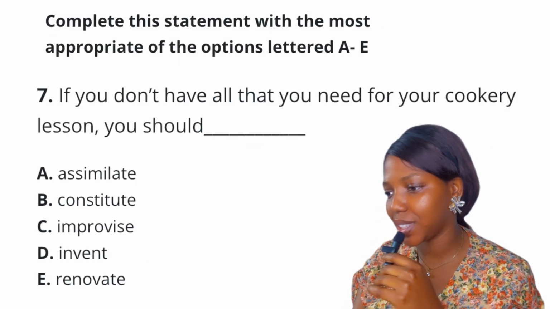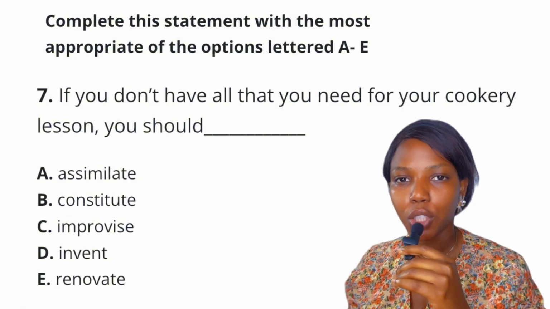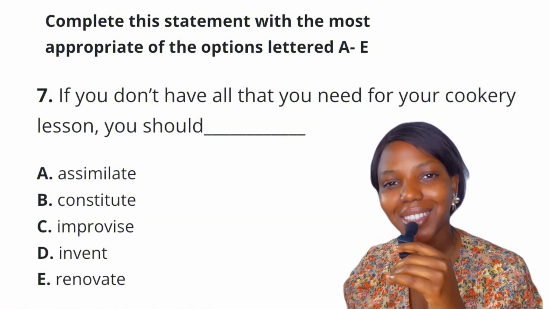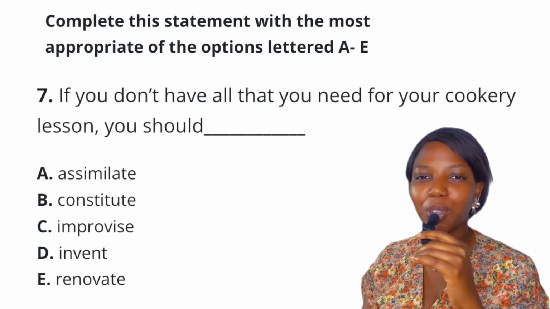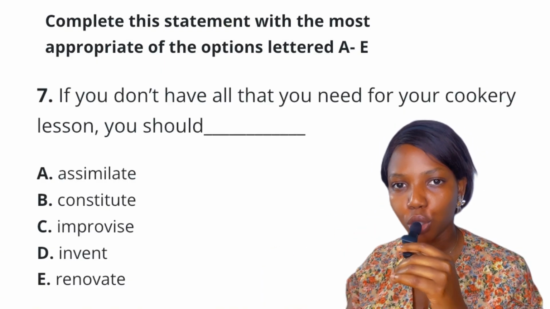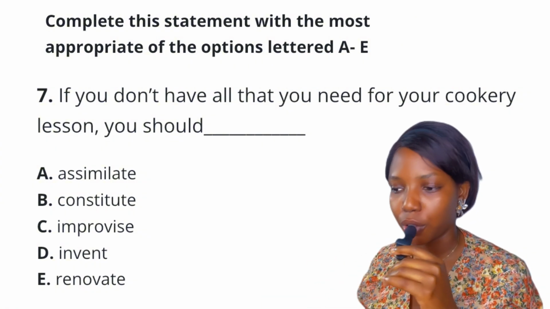Question 7. Complete the statement with the most appropriate of the options lettered A to E. So what do you do when life or exam doesn't give you everything you need? Let's see if you know this one. Before you solve this question, there are two major steps. First, spot the clue. Second, eliminate the wrong options. So let's start with the first step.